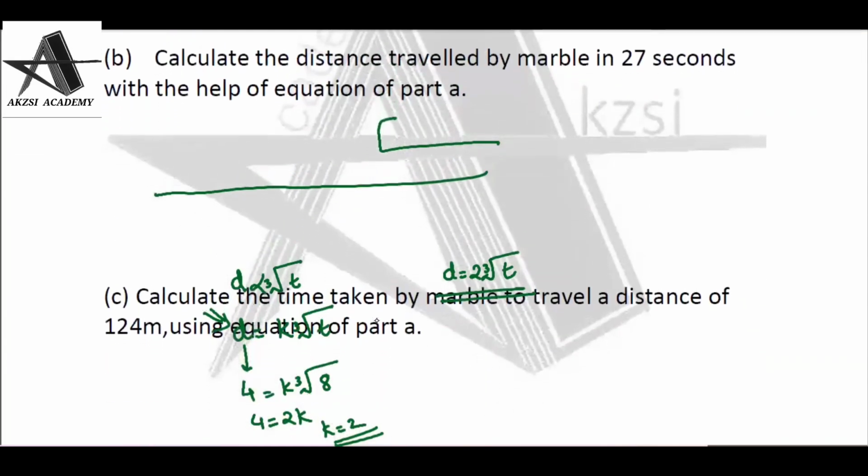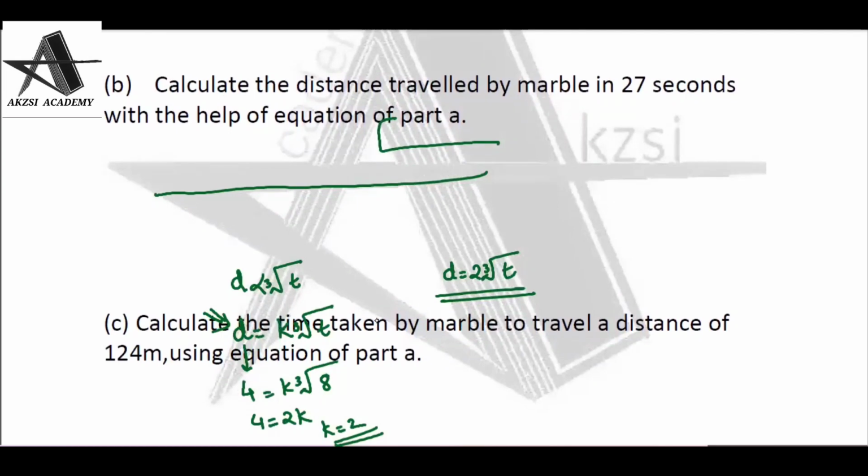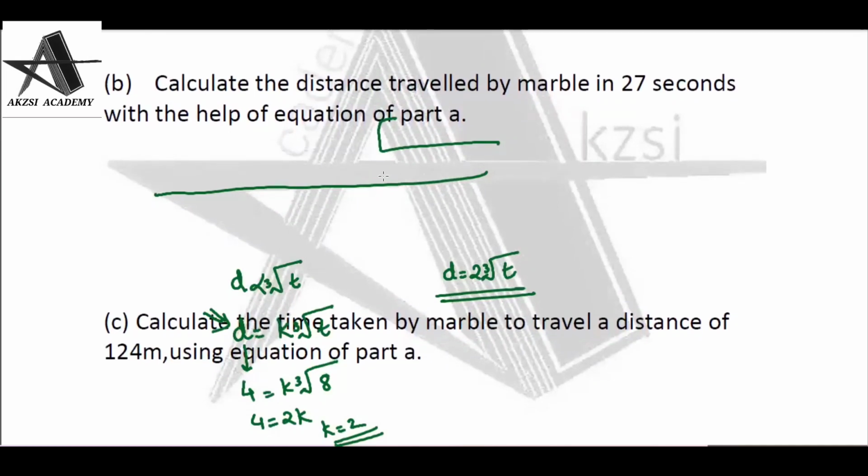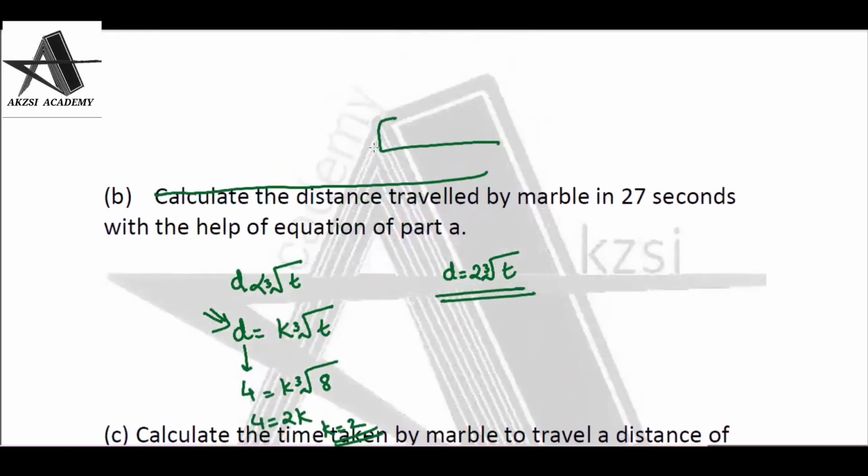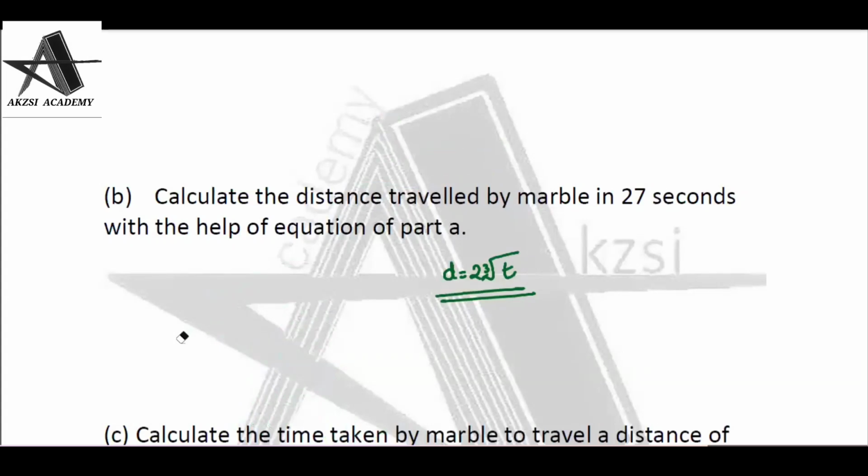Now, calculate the distance traveled by the marble in 27 seconds with the help of equation of part A. We know our final equation is d is equals to 2 times cube root of t. Only I need to put the value of t here. So t is 27. So d is equals to 2 times cube root of 27. We know cube root of 27 is 3. So d is equals to 2 into 3, that is 6 meters.